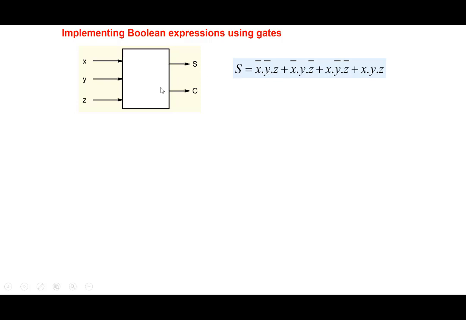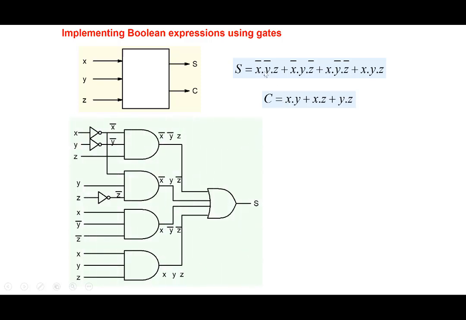We've already seen how to go from a truth table to a Boolean expression. So let's say we obtain these 2 Boolean expressions here. Each one of these terms that you see here, we have seen that we can use a gate to realize it. For example, x bar, y bar, z bar, we can realize using an AND gate and using an inverter, using a NOT gate here.